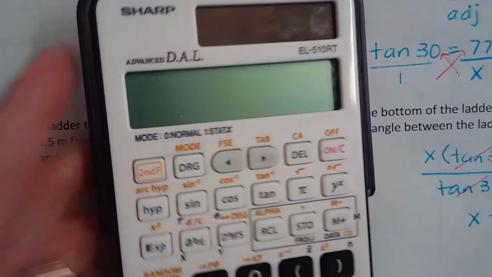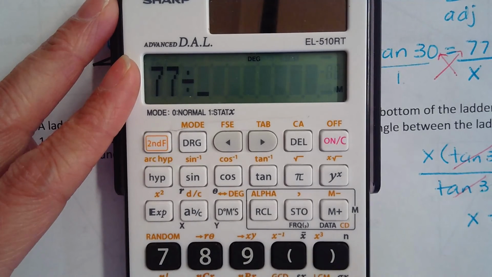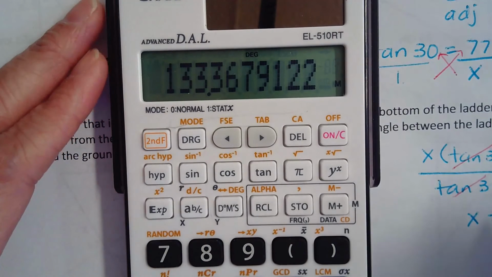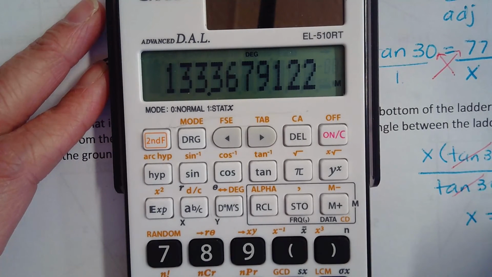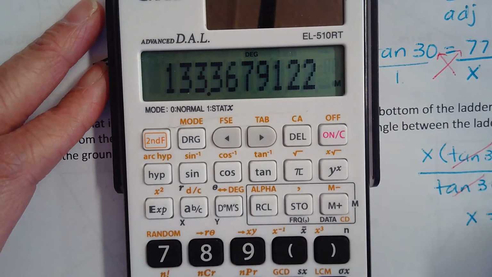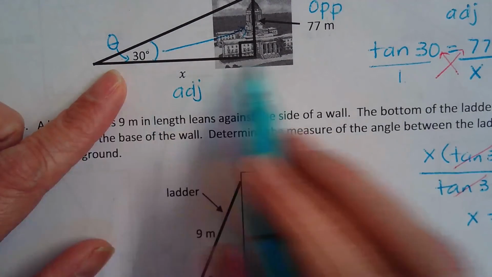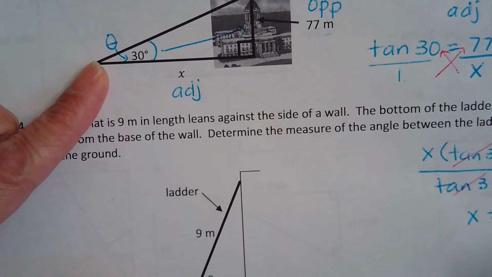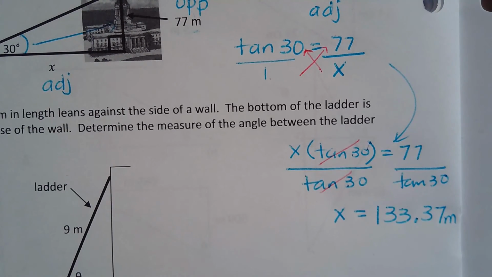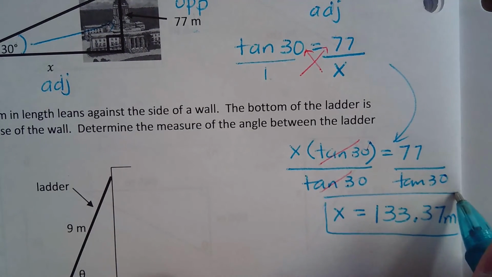Figure that out. 77 divided by tan 30. So it's 133 point, I got 36, and then the following number is 7, so that's 133.37. And the unit would be, because this is meters, meters. Oh, sorry, you can't see that. 133.37 meters is our final answer.